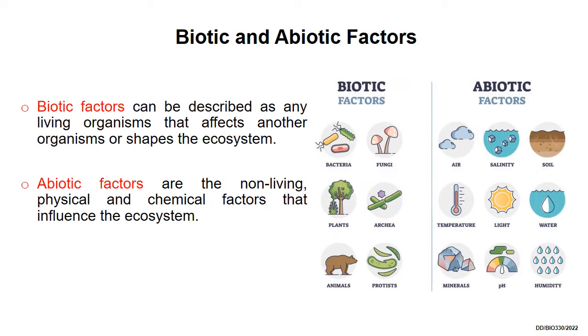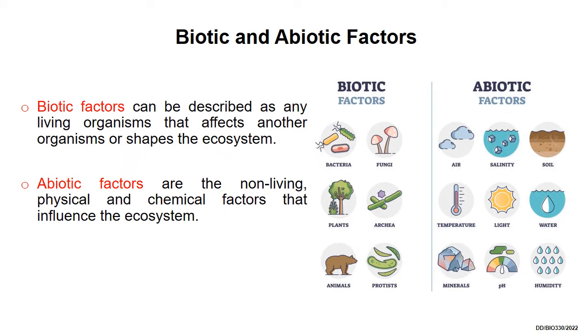What are biotic and abiotic factors? Both factors may affect the organism or shape the ecosystem. We start with biotic factors. Biotic factors we can describe as any living organism that may affect another organism or shape the ecosystem. For example, bacteria, fungi, plants, animals or protists.